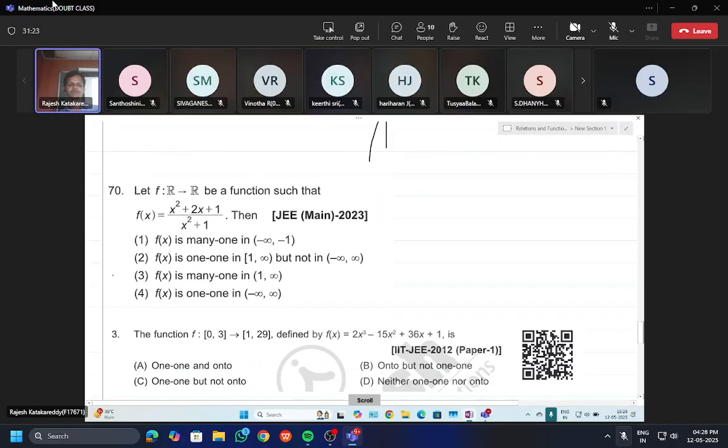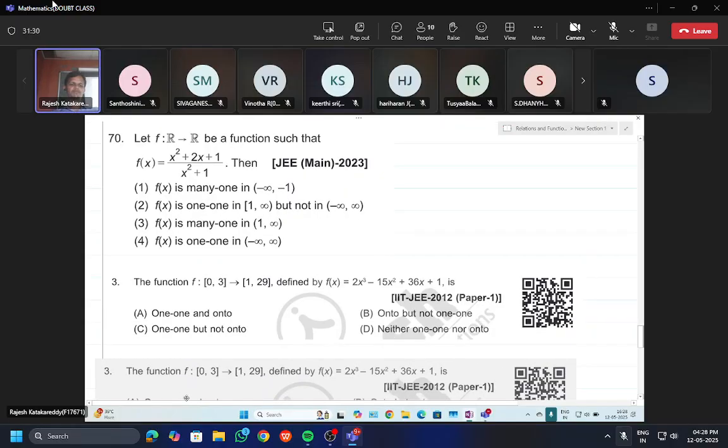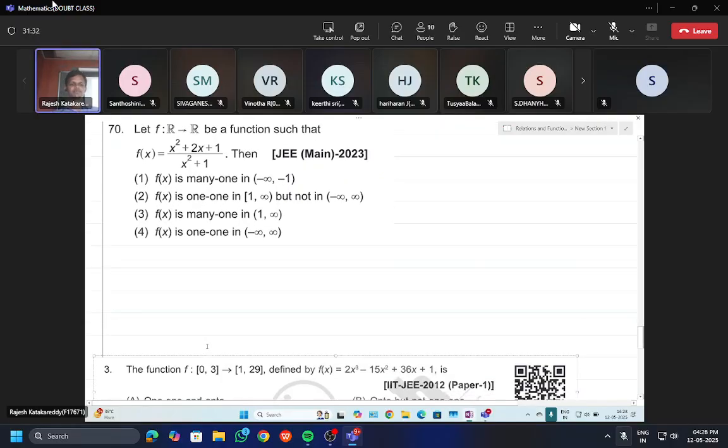So this is the next problem. This is from our book only. The majority are from our book only. In this problem, you can see the problem once.